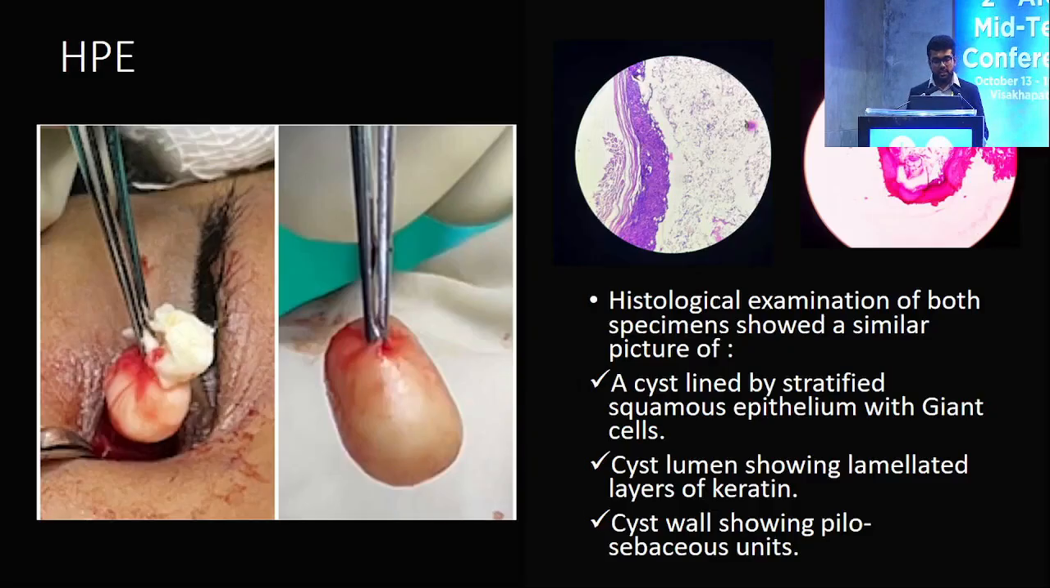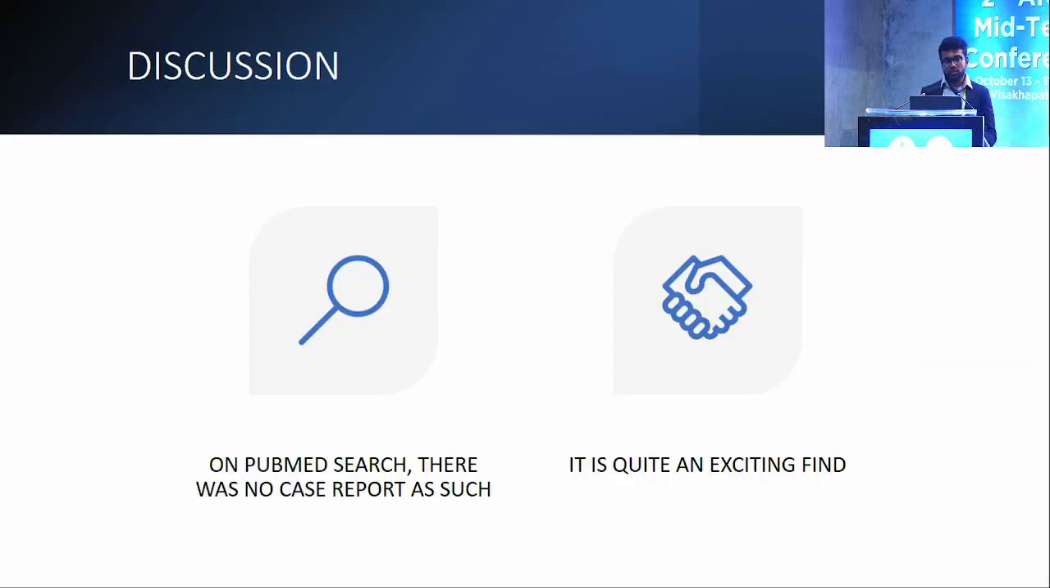On histopathological examination, both the cysts showed a similar picture: a cyst lined with stratified squamous epithelium with giant cells, the cyst lumen showing lamellated layers of keratin, and the cyst wall showing pilosebaceous units. This confirms the diagnosis of a dermoid cyst for both the swellings. A case like this, a twin dermoid with no connection between the two, is quite an exciting find, and it has never been reported on any international platform.